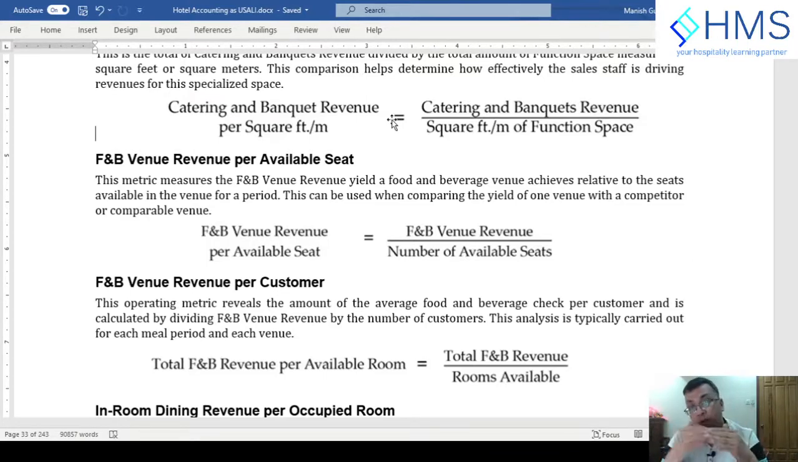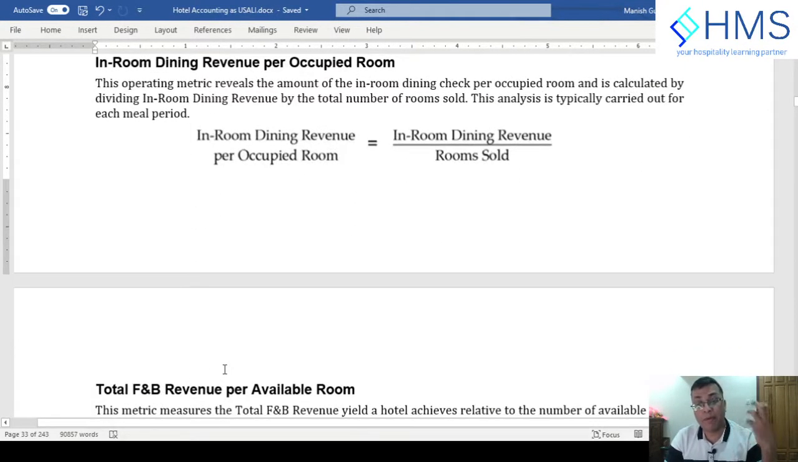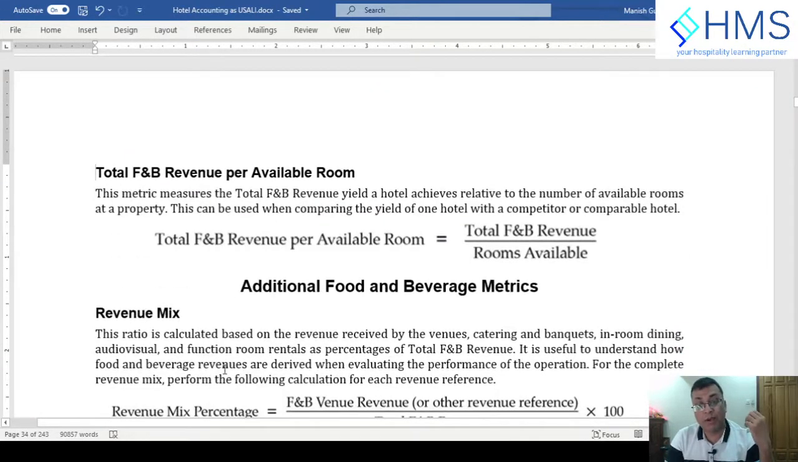So if you are comparing one venue with another, you can see the analysis is typically carried out by each meal period and for each venue separately, right? Then you have in-room dining per occupied room. Again, it is the same logic: you may want to compare how much revenue we are able to capture per room sold.